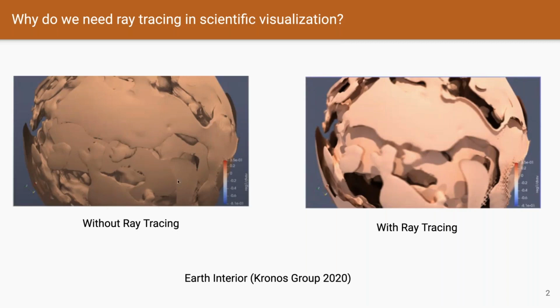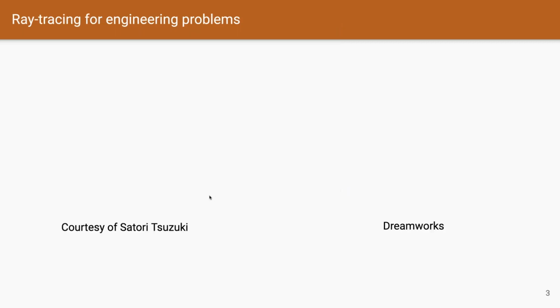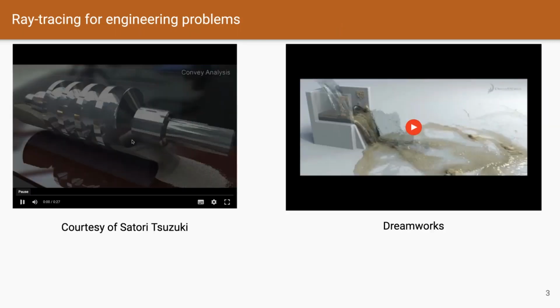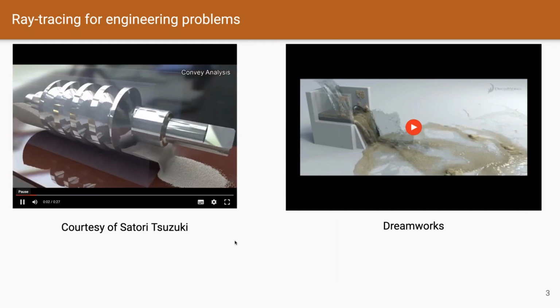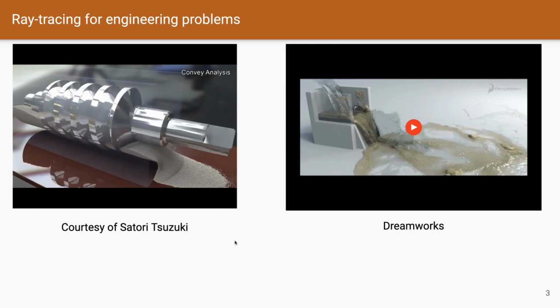So you can see that ray tracing helps not just in making great animations in movies, but also in scientific simulations. So I'm mainly in civil engineering, so working on natural hazards and other construction aspects. So in civil engineering problems, we do use quite a lot of simulations, and it is important to visualize them quite realistically. So here's a conveyor analysis, which is done using discrete element method.